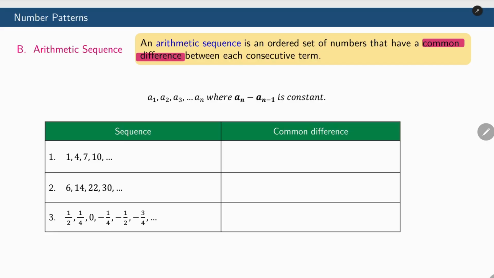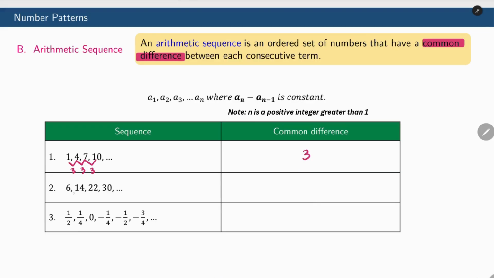An arithmetic sequence is in the form a sub 1, a sub 2, a sub 3, until a sub n, where a sub n minus a sub n minus 1 is constant. For the sequence 1, 4, 7, 10, and so on, let's see whether this takes the form of an arithmetic sequence or not. Let's get the common difference. 4 minus 1 is 3, 7 minus 4 is 3 also, 10 minus 7 is 3 also. So yes, the common difference is 3.